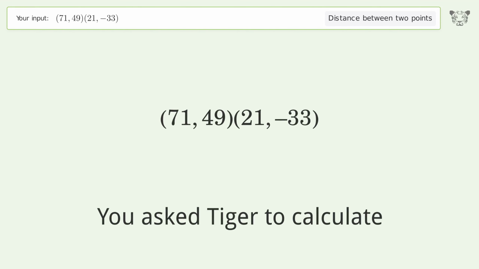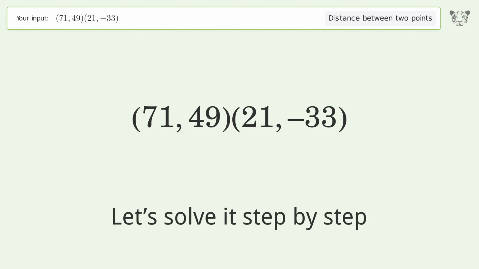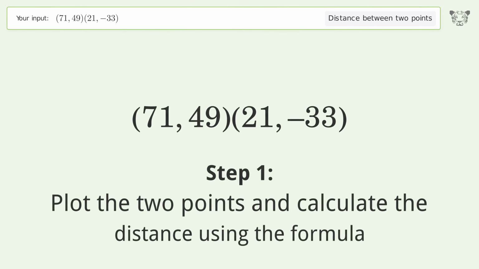You ask Tiger to calculate. This deals with the distance between 2 points. The distance between the 2 points is the square root of 9,224, or 96.042. Let's solve it step by step. Plot the 2 points and calculate the distance using the formula.